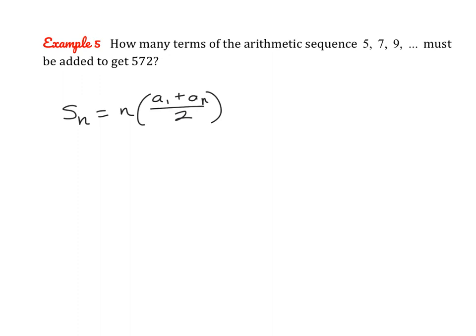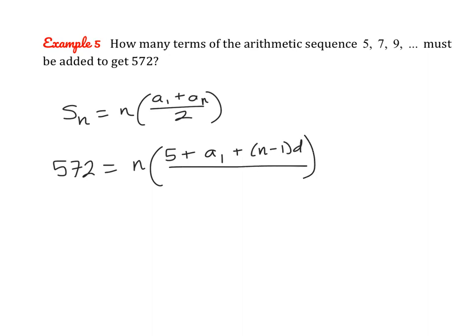So let's go through this one variable at a time. We know that the sum is going to be 572, so that's something we know. We are trying to find how many terms, so that's going to be n. Here, we do know that the first term is 5, but we don't know what the last term is. We don't know a sub n, and we don't want to create a second variable. So we can actually rewrite a sub n as a sub 1 plus n minus 1 times d, right? So this is our formula for a sub n. It can always be replaced with that formula.